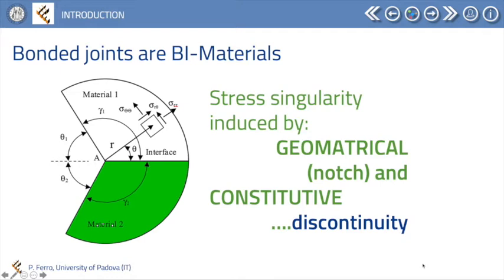Structural integrity assessment of bonded joints is a formidable challenge, studied a lot in literature. Bonded joints can be treated as V-notch material, characterized by both geometrical discontinuity, if there's a notch for example, and constitutive discontinuity at the interface between the adhesive and the adherents. Such constitutive discontinuity is due to the variation of elastic material properties at the interface. Both of them, anyway, induce a stress singularity near the point A in this figure.